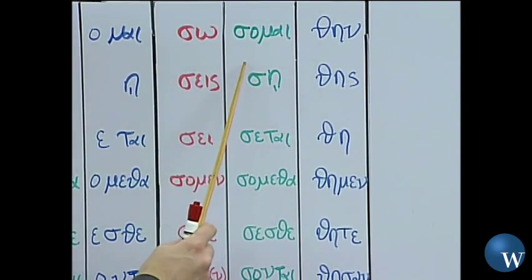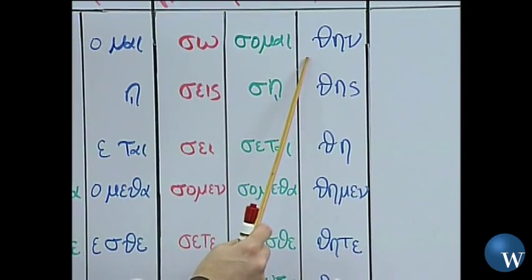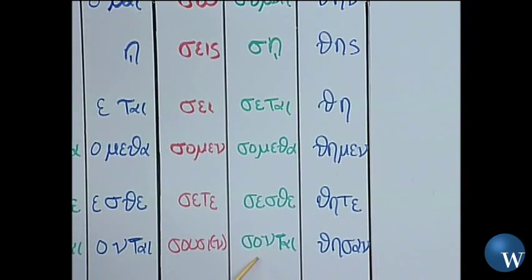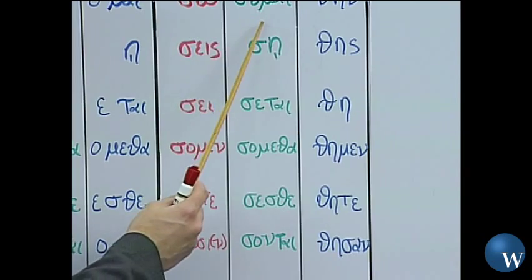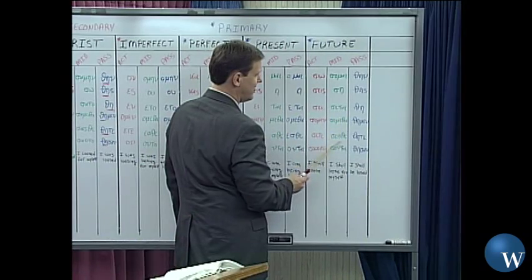Well, in the future, they're different. The middle and passive are different from one another, so that in the middle we have somai, se, setai, sometha, sesthe, and then sontai. Okay? Now, notice we already know these, don't we? See the mai, sai, tai, metha, sthe, ntai.